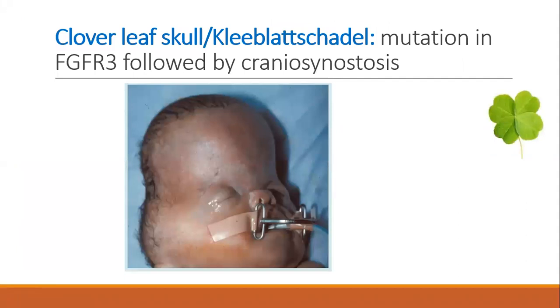Cloverleaf skull: there is a mutation in the fibroblast growth factor receptor 3. This results when two or more sutures are prematurely closed. It can include your sagittal suture, your lambdoid suture, and the skull is deformed. It looks like a clover leaf. This is a clover leaf, commonly found in Ireland. So the skull resembles a clover leaf. It results from a mutation in the fibroblast growth factor receptor 3 and premature closure of the sagittal, lambdoid, and coronal sutures.